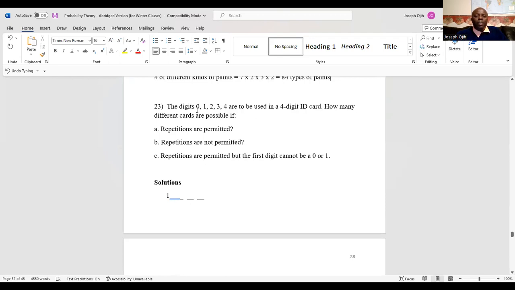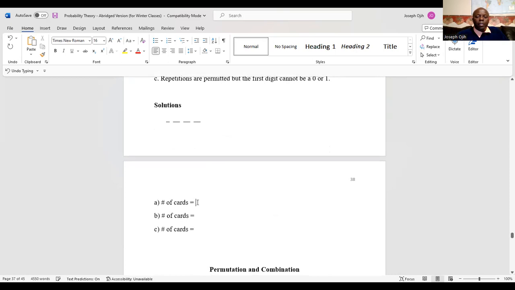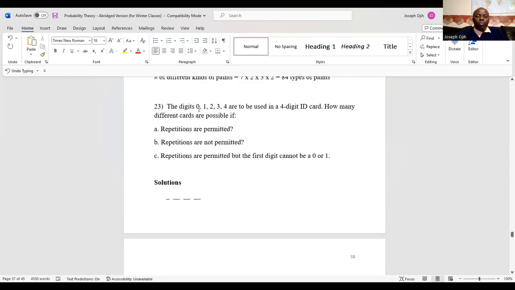Now look at this. How many digits? 1, 2, 3, 4, 5. And this is the 4-digit ID card. That means 4 slots. So there are 5 numbers for 4 slots. Repetitions not permitted means that if you use one number, you cannot use it again. Let's say you use 1, you cannot use it again.